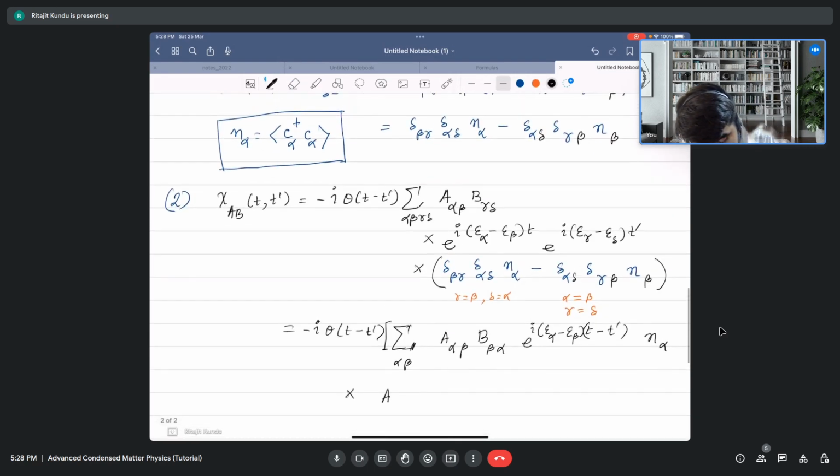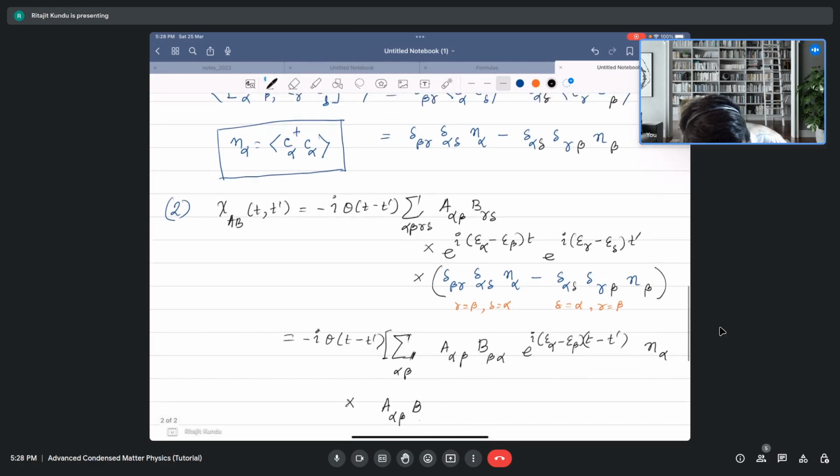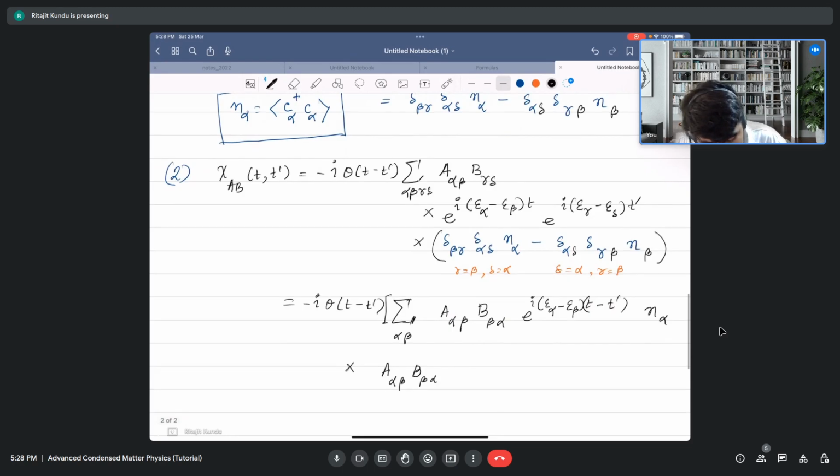So the second term tells me that I have to replace delta by alpha and gamma by beta. So I'll do that. I will have a alpha beta and b, where gamma is replaced by beta, and delta is replaced by alpha. You see that this actually comes in a kind of matrix product form.